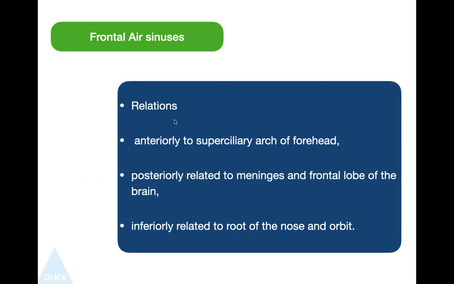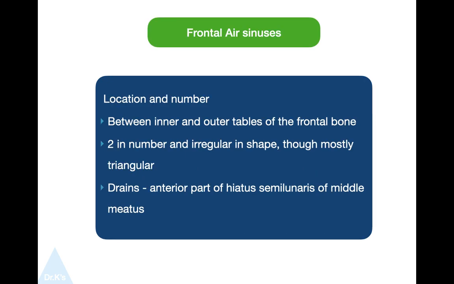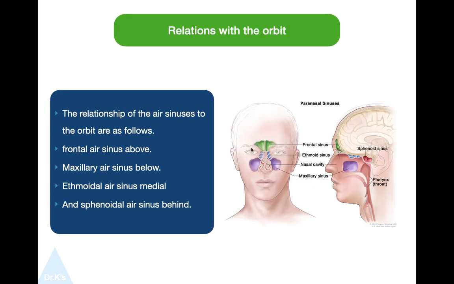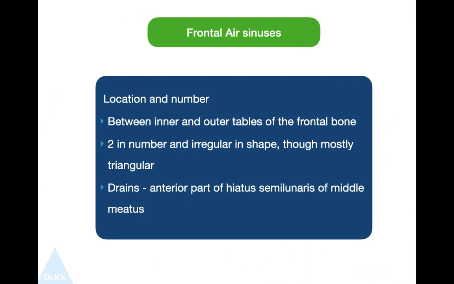Coming back to the relations of the frontal air sinus, let's go to this picture. In front by the superciliary arches, behind the frontal lobe of the cerebrum and the meninges covering it, and below is the root of the nose. Can you see root of the nose and the orbit? These are the relations of frontal air sinus.